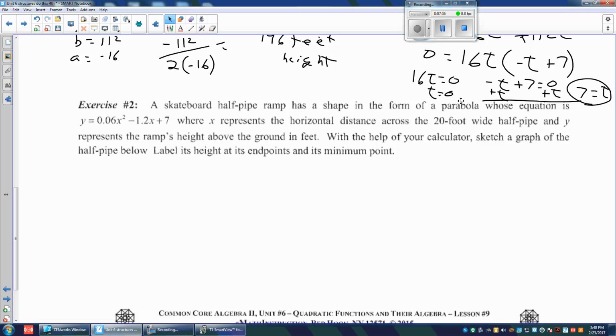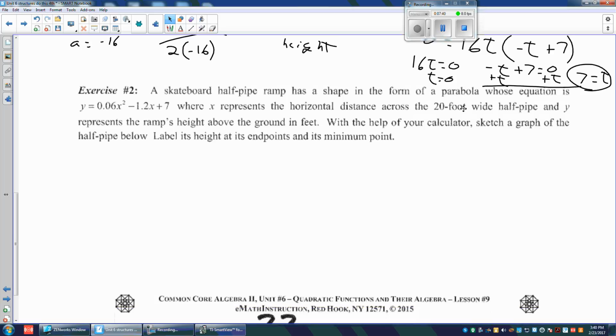A skateboard half-pipe ramp has the shape in the form of a parabola whose equation is y equals 6/100 x squared minus 1 2/10 x plus 7, where x represents the horizontal distance of a 20-foot wide half pipe. So what do we know? We know that it's going to be 20 foot wide. Okay, that's going to be 20. And y is going to represent the height. So now I know it stops at 20. The domain stops at 20. Starts at 0, stops at 20.